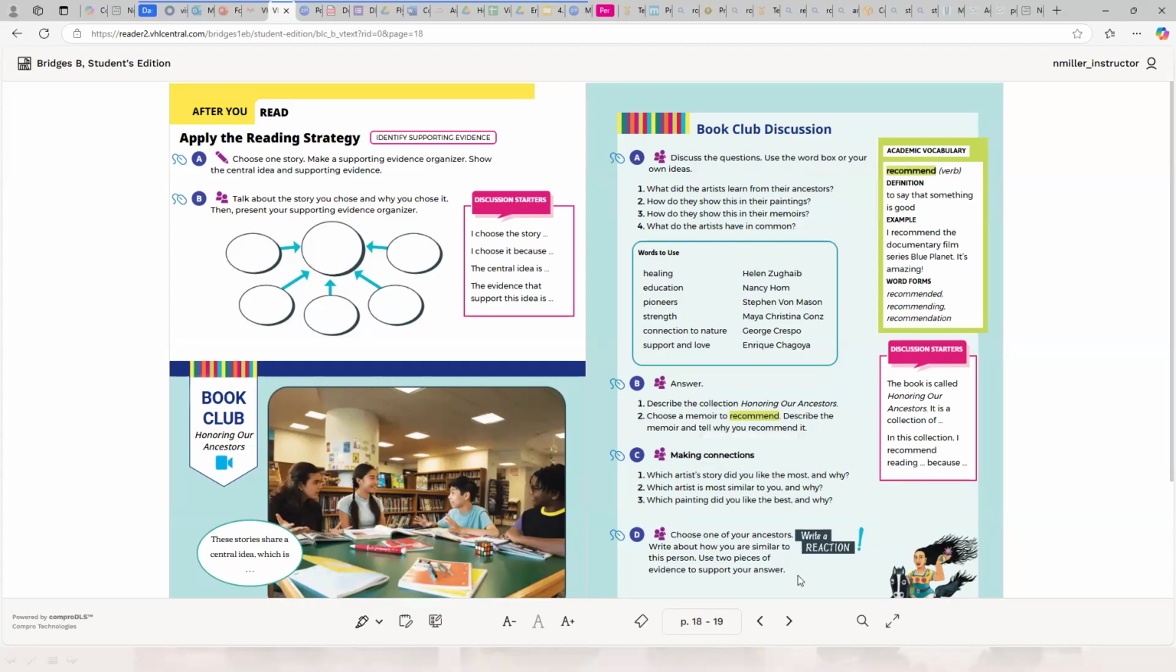Use 2 pieces of evidence. I love this. I feel like this would take me a couple days to get through because I would spend some time here. Tell me about one of your ancestors. How are you similar to this person? This would be one that I would go after.